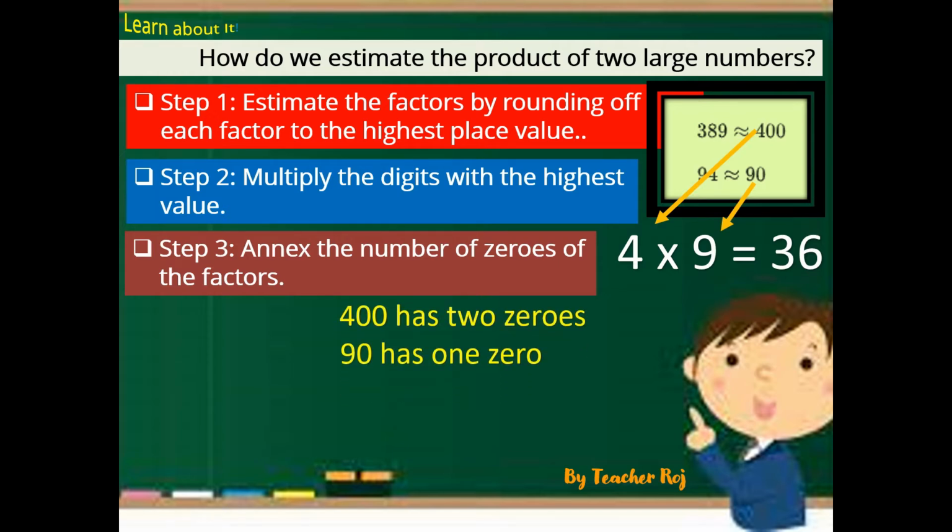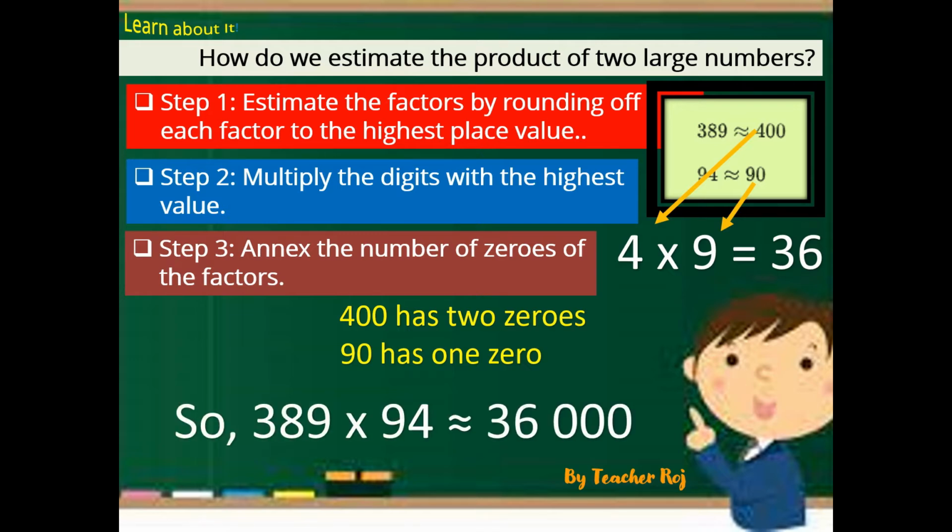So, sa 400, ilang 0? 2. Yes. Sa 90, 1. So, ilan lahat? 3 zeros. So, pag dinagdag mo ang 3 zeros sa 36, ang sabi dyan, almost equal to 36,000. Ayan. So, if you want to estimate 389 times 94, almost equal to 36,000.